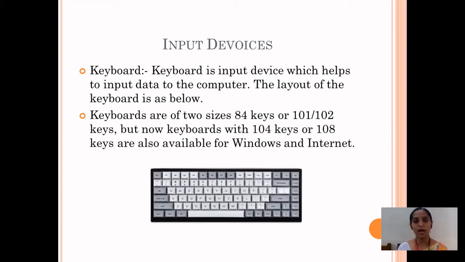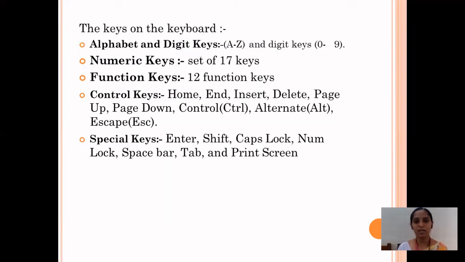Some keys are classified into different classes. There are 102, 104 and 108 keys available on a keyboard. Keyboards come in two sizes, 84 keys and 101, 102 keys, but now keyboards with 104 and 108 keys are also available for Windows and internet. Among that number of keys, there are some classifications. It will be shown in front of you.